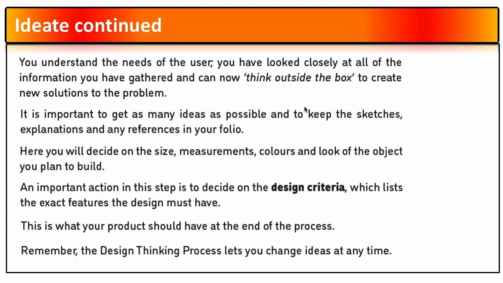An important action is to decide on the criteria, something called design criteria, which lists the exact features the design must have. So the design criteria is just a list of features that your design must have. You also need to remember the design thinking process lets you change your ideas at any time. You can go back to the cycle and make the changes that you need.